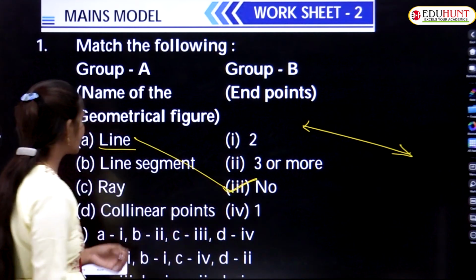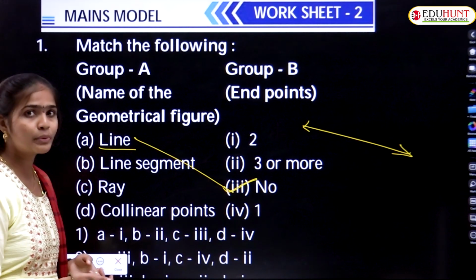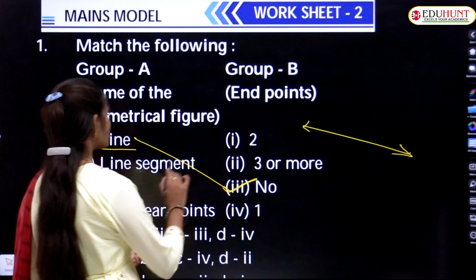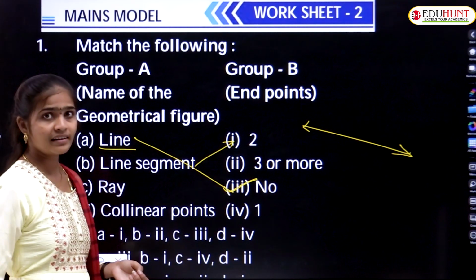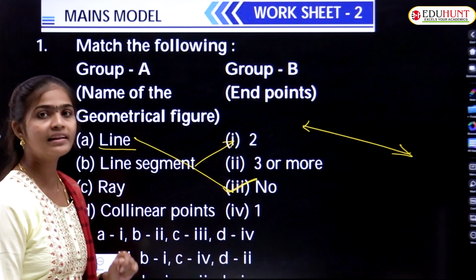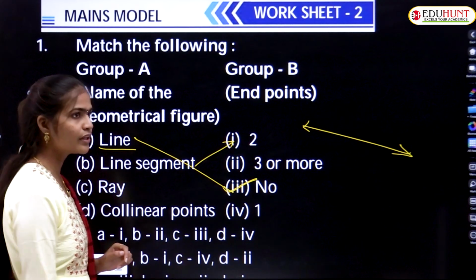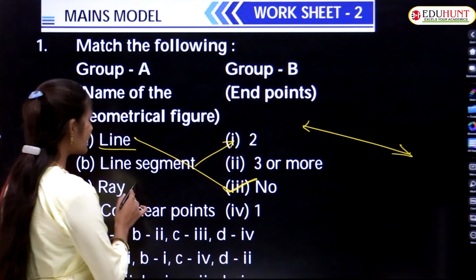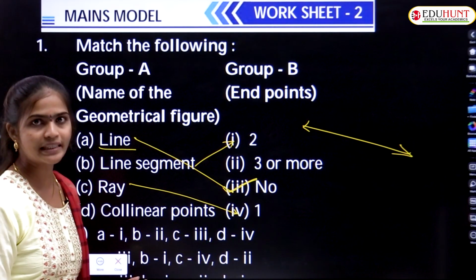Okay, next one, line segment. Line segment has how many end points? Yes, that is 2 end points. Okay, next come to the ray. A ray has how many end points? That is only one end point, that is a fixed point or initial point, or starting point. Already we know that, right? So ray has how many points? So ray has only one end point.